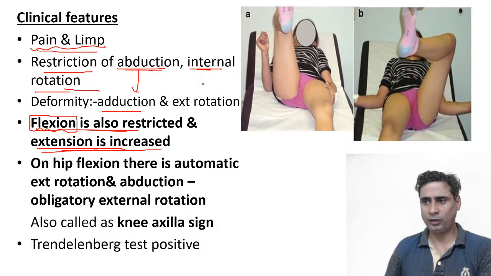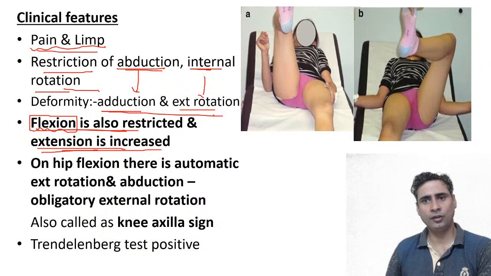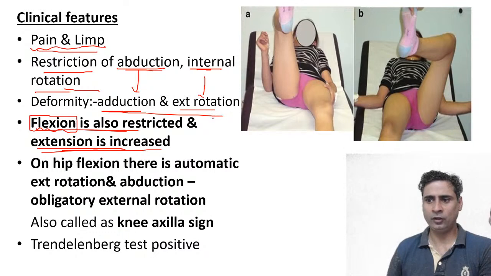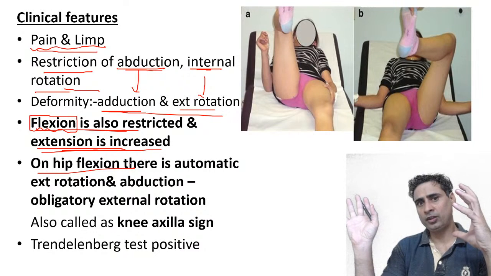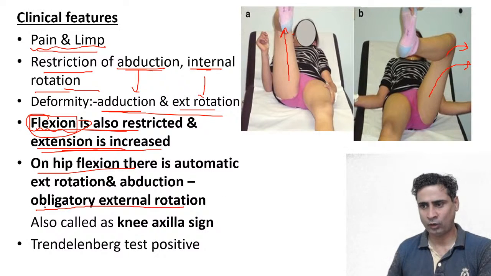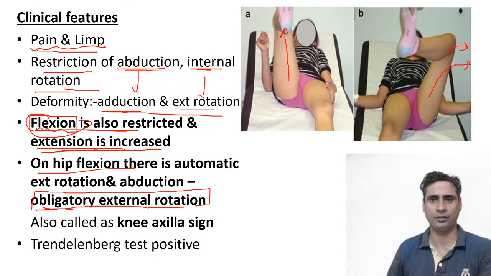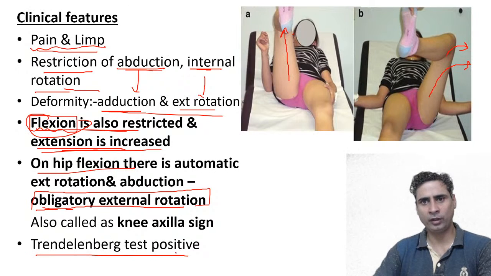Okay, so deformity will be due to restriction of abduction, there is adduction. Due to restriction of internal rotation, there is external rotation. So the patient will be presenting with adduction and external rotation. The other important finding on clinical examination: on flexion of the hip, the hip will go into external rotation and abduction because flexion is restricted. There cannot be normal flexion. So instead of going straight in flexion towards the same side shoulder, it will go into external rotation like this, also known as the knee axilla sign or obligatory external rotation. Trendelenburg test will be positive. So these are the important findings.